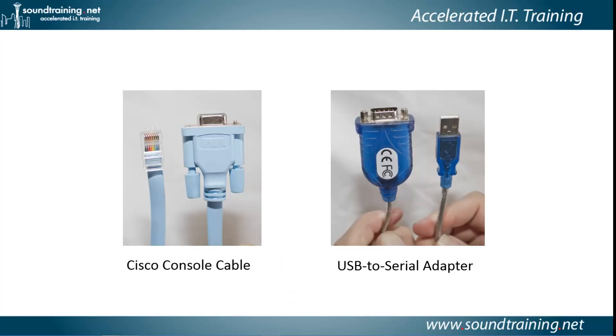And here's a picture of the Cisco console cable. They're pretty widely available. You can make them if you want to. You can get them on eBay, or you can buy a new one from Cisco, but they're pretty pricey from Cisco. You also, if you don't have a COM port on your PC, will need a USB to serial adapter, such as the one I'm showing you on the far right.